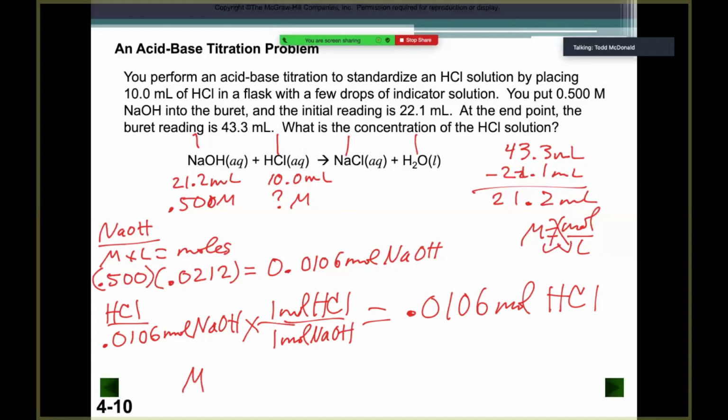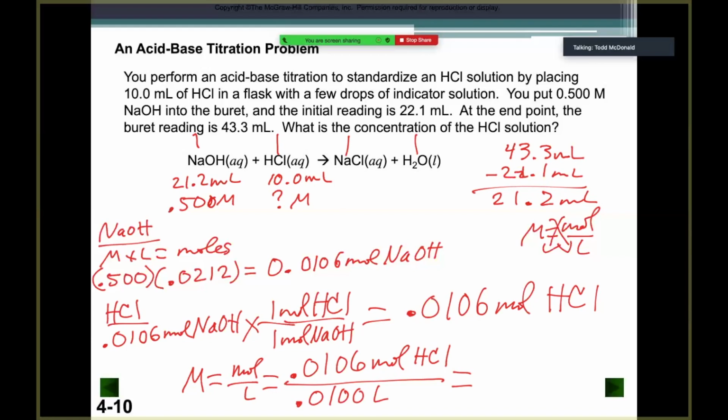So now if I wanted to calculate my molarity, since molarity is just moles over liters, I can take my 0.0106 moles of HCl and divide it by the volume. My volume is 10 milliliters. So I take 10 divided by 1,000. We've got to put it in liters. That's 0.0100 liters. And when I punch this into a calculator, 0.0106 divided by 0.0100, I get 1.06 molarity HCl. So my molarity of my hydrochloric acid must have been 1.06 molar.